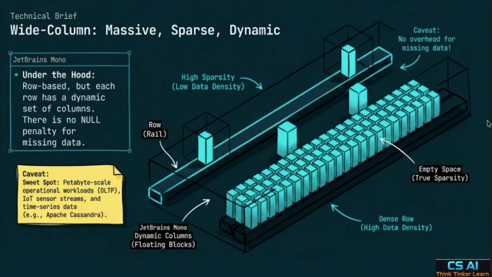For petabyte scale operational workloads, we look at wide column stores. These are row based, but each row has a dynamic set of columns. This allows for high sparsity, meaning there is absolutely no storage penalty for missing data or nulls. This is the architecture used by Apache Cassandra to handle massive IoT sensor streams and time series data where you have millions of rows but very different data points for each.